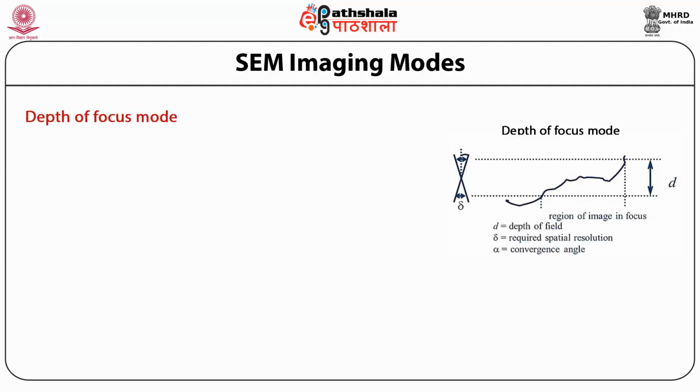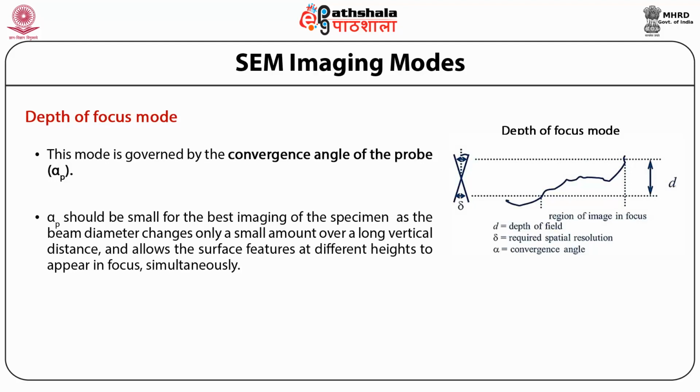Depth of focus mode. This mode is governed by the convergence angle of the probe, alpha p. Alpha p should be smaller for the best imaging of the specimen, as the beam diameter changes only a small amount over a long vertical distance and allows the surface features at different heights to appear in focus simultaneously.